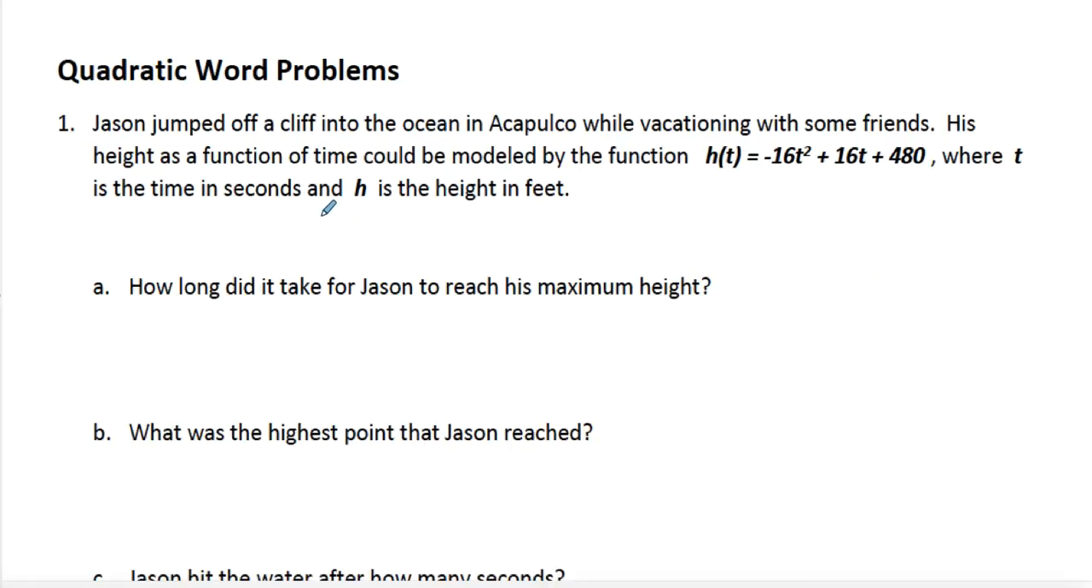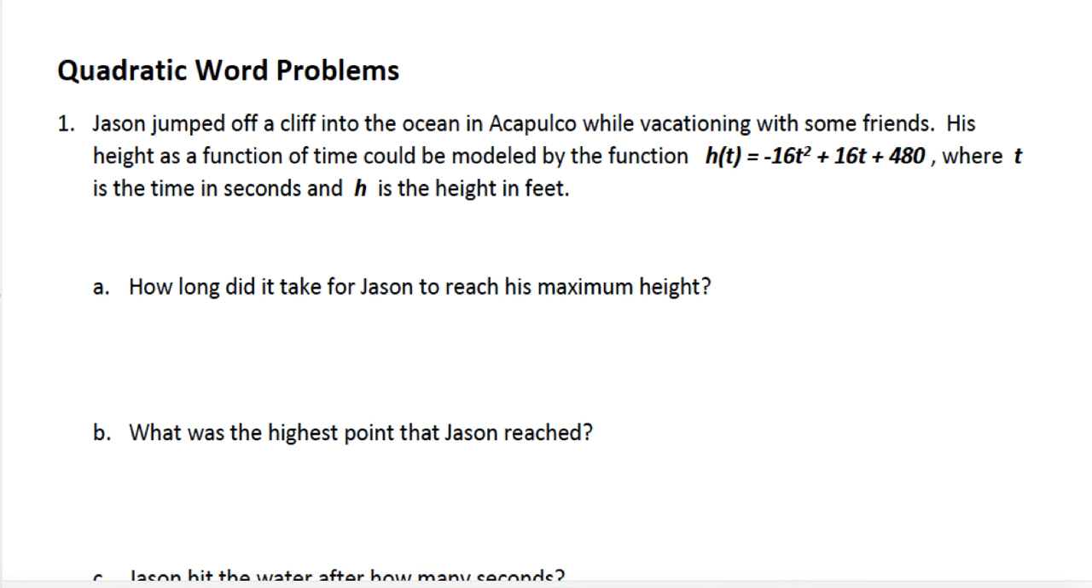Jason jumped off a cliff into the ocean in Acapulco while vacationing with some friends. His height as a function of time could be modeled by the function h of t equals negative 16t squared plus 16t plus 480, where t is the time in seconds and h is the height in feet.